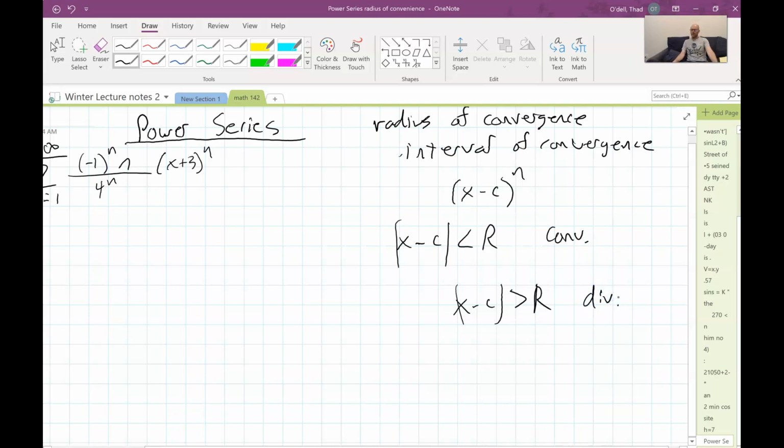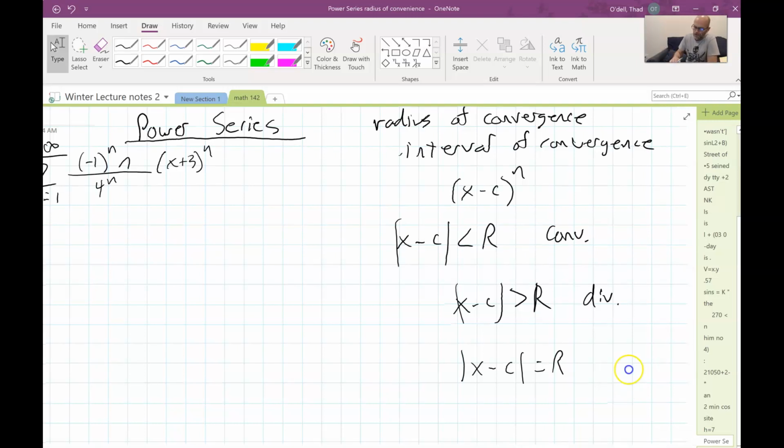Now, if x minus c is equal to r, well then we're not sure. We have to think, because sometimes the series converges on the edge of that r, and sometimes it doesn't. But the basic understanding you have is that as long as x is closer to c than the radius of convergence, it will converge. That's how the radius of convergence is defined.